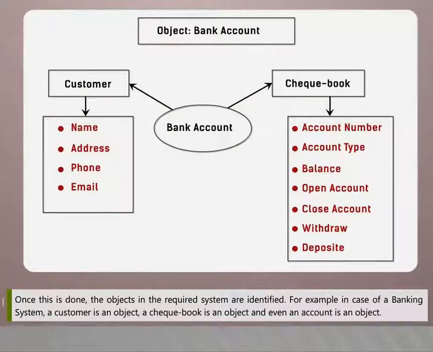Once this is done, the objects in the required system are identified. For example, in case of a banking system, a customer is an object, a checkbook is an object, and even an account is an object.